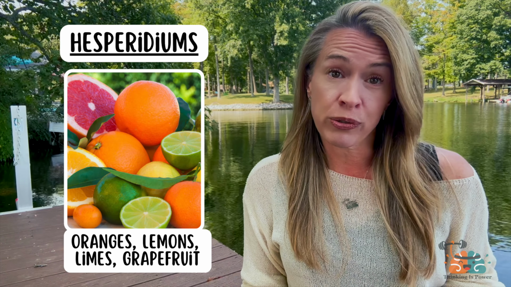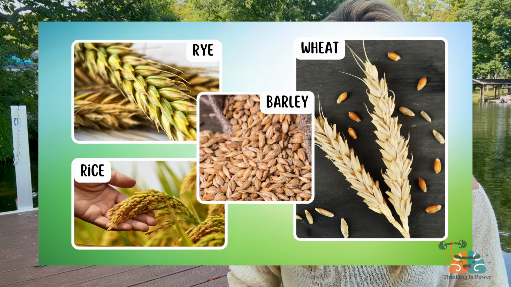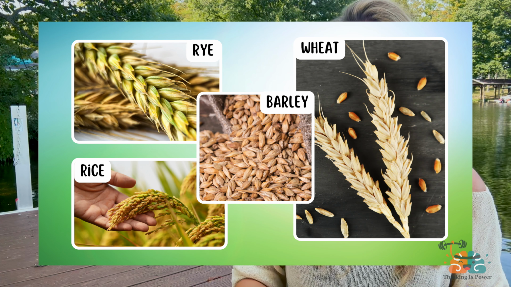Hesperidiums are citrus fruits with leathery rinds and segmented flesh that are formed from individual carpels within the ovary. Oranges, lemons, limes, and grapefruits are all hesperidiums. A caryopsis is a fruit from a grass, often called a grain. Yes, corn is a fruit. It's a single-seeded fruit where the seed coat is fused with the ovary wall. Other examples of caryopses are wheat, rice, and barley.